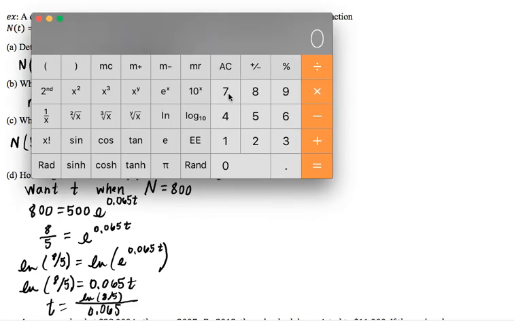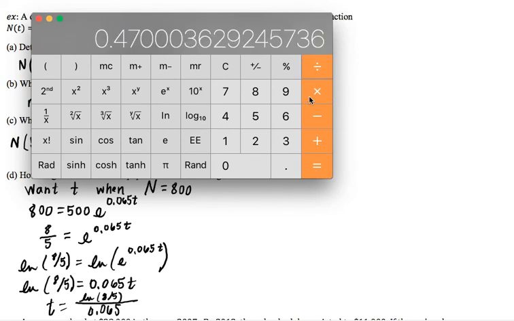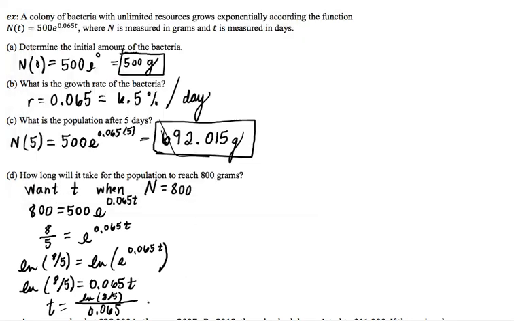Now, on your final exam, where you don't have a calculator, that's what you would write. But if this is an applied problem, then we are going to approximate. So 8/5 is that. We take the natural log and divide by 0.065. And we get 7.23. So after about 7.23 days, the population would be 800.